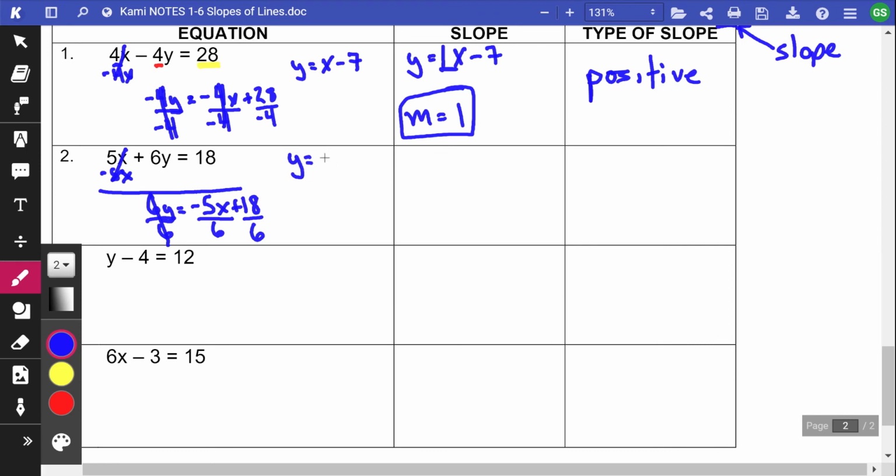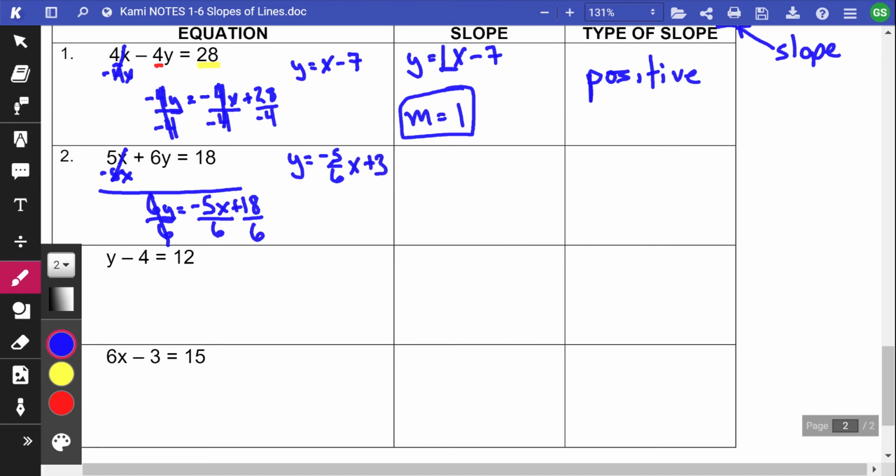equals negative 5/6 x. 5/6 doesn't reduce, so we can just leave that as a fraction. 18 over 6 does reduce, though. 18 divided by 6 is equal to 3.